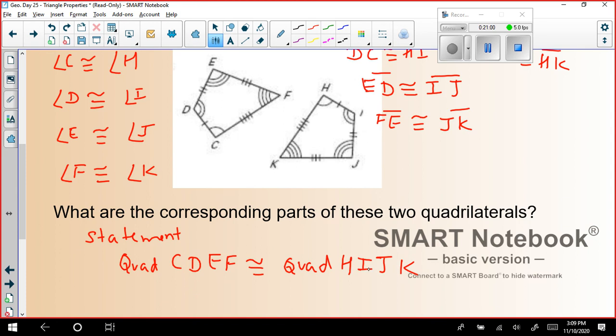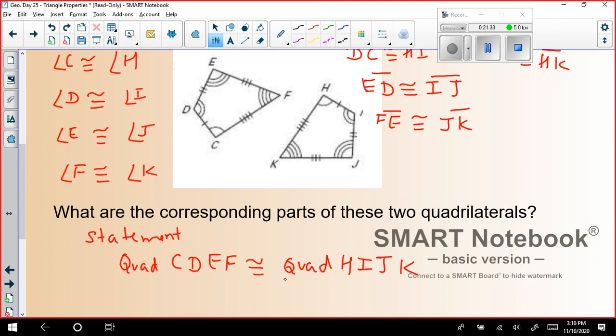I cannot interchange this. I can't write quadrilateral CDEF is congruent to quadrilateral HJKI. That becomes wrong. But if I change the order and match the order exactly, then that works. This is not the only correct answer. I could have said DEFC, then I should have written here IJKH. Just the corresponding congruent angles and the sides should match up when you write the statement.